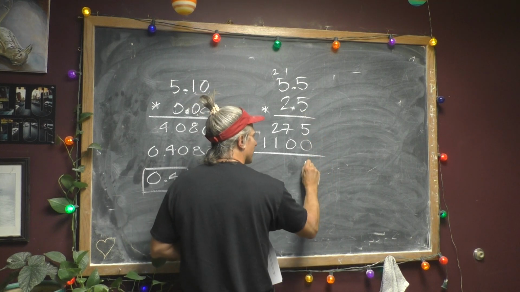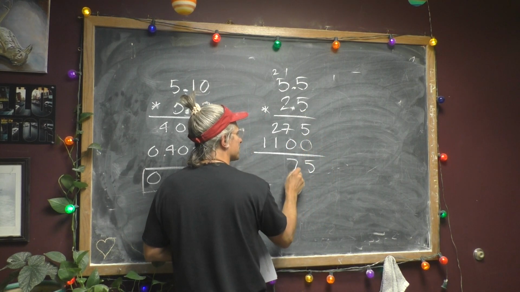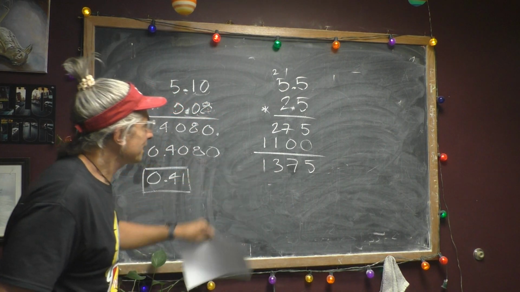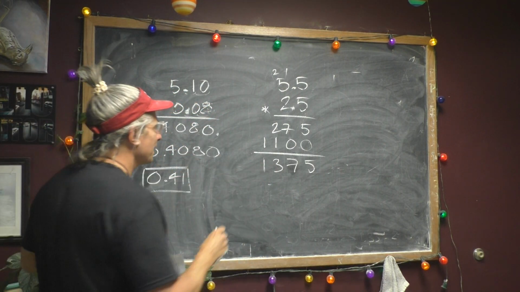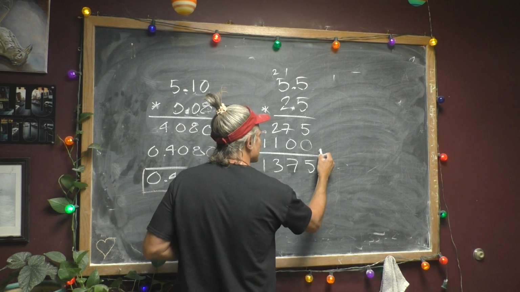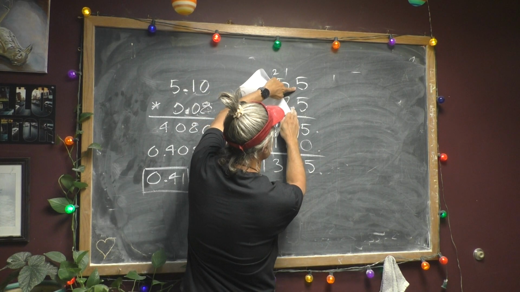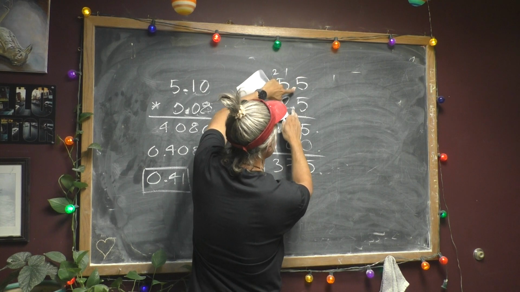Add those two together. 5 plus 0 is 5, 7 plus 0 is 7, 2 plus 1 is 3, and 1. 1375. But the final result, you were assuming this entire time that the decimal was over here because you were ignoring the decimals. You now have to put the decimal places in.